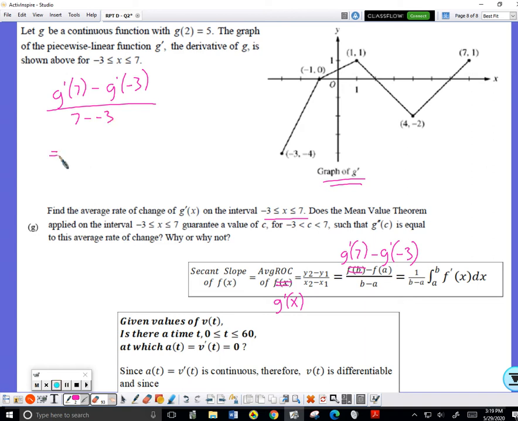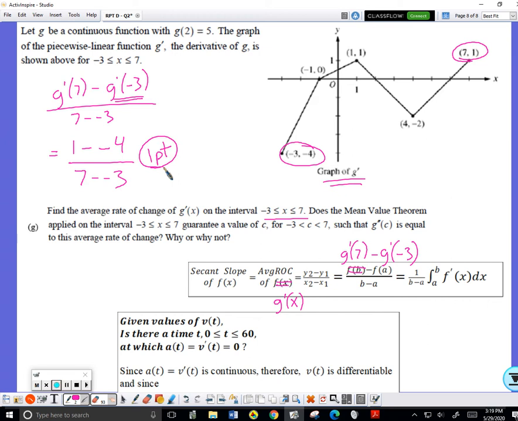You have to go one more step here. G prime of 7 is 1. G prime of negative 3 is negative 4. So again, here's the negative, then the subtraction. Now I've got to go g prime of negative 3, which is negative 4. I don't need to do anything else. So if I get that far, they'll give me 1 point.